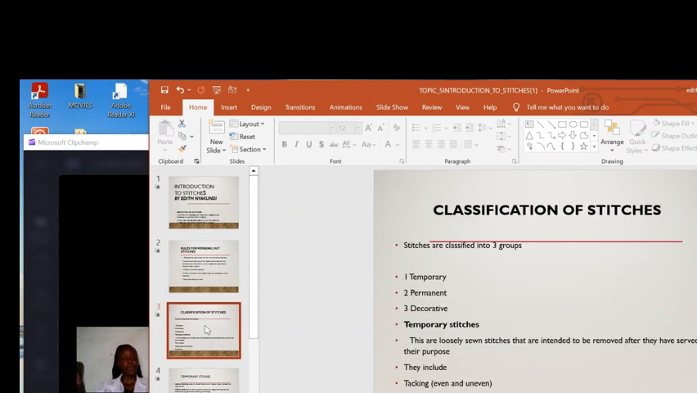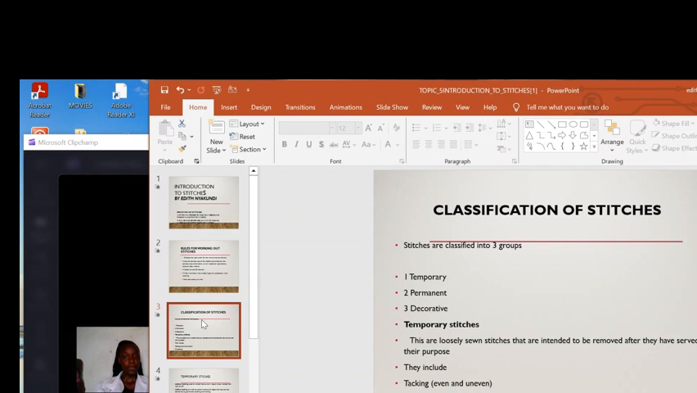We move to classification of stitches. Stitches are classified into three groups. Group number one, we have temporary stitches. Group number two, we have permanent stitches. Group number three, we have decorative stitches.